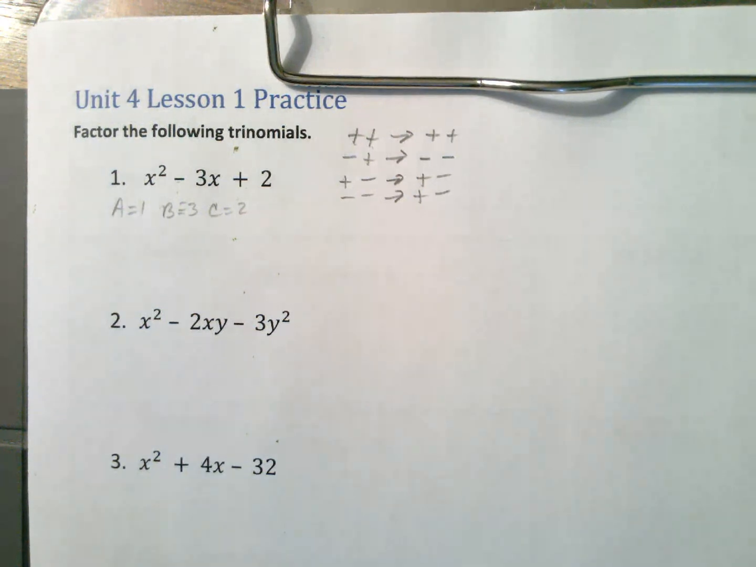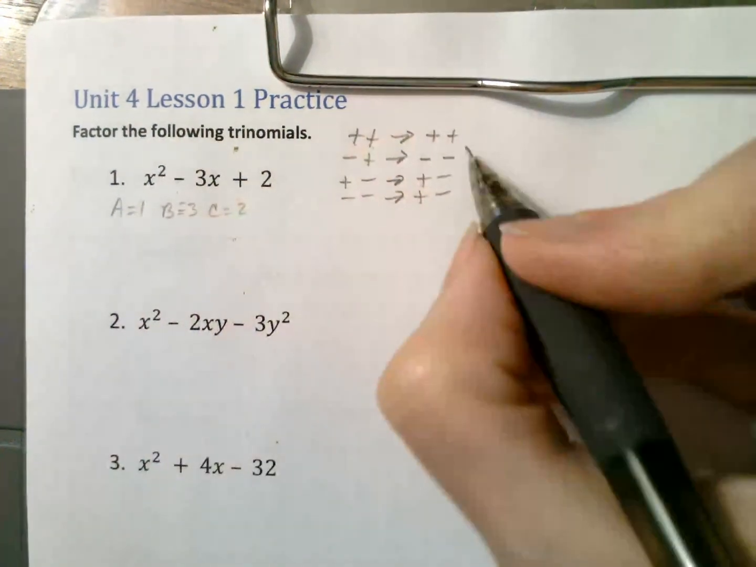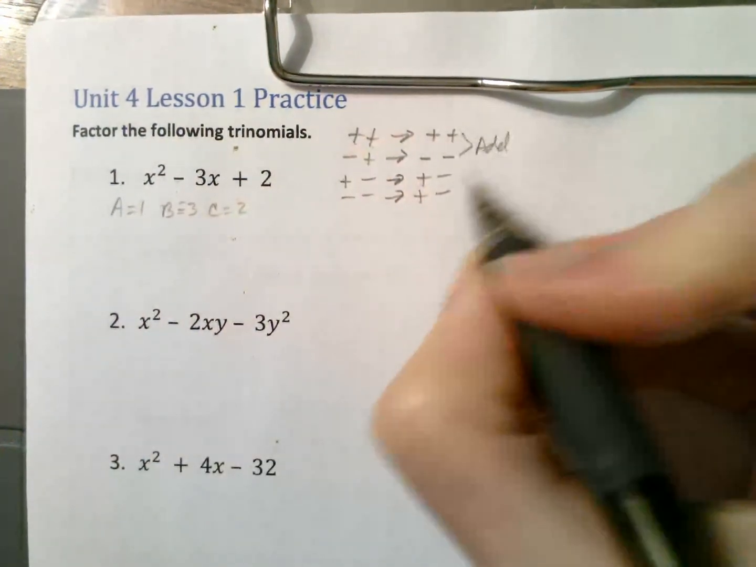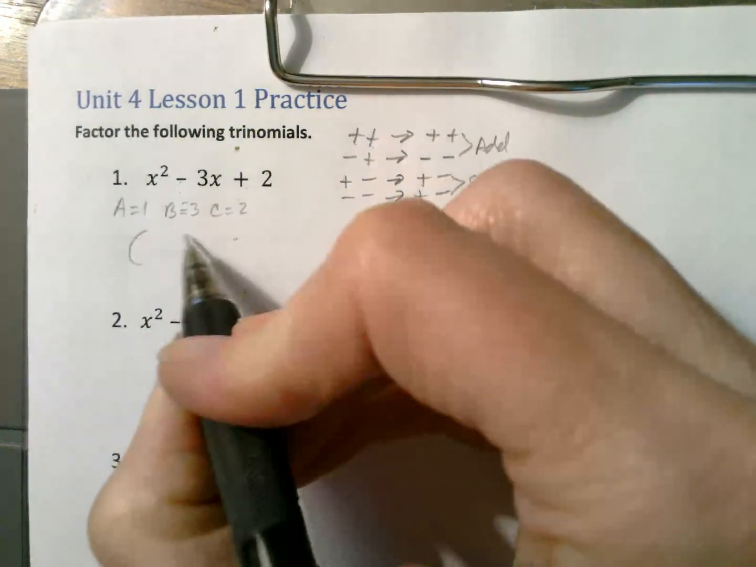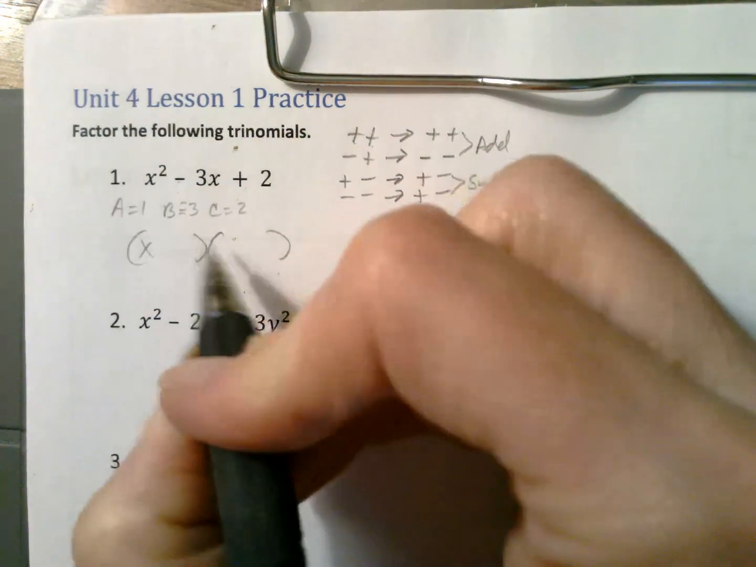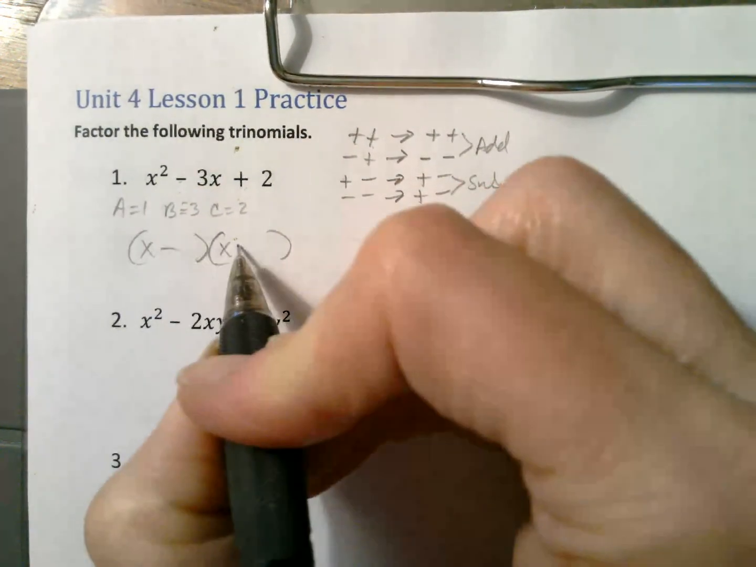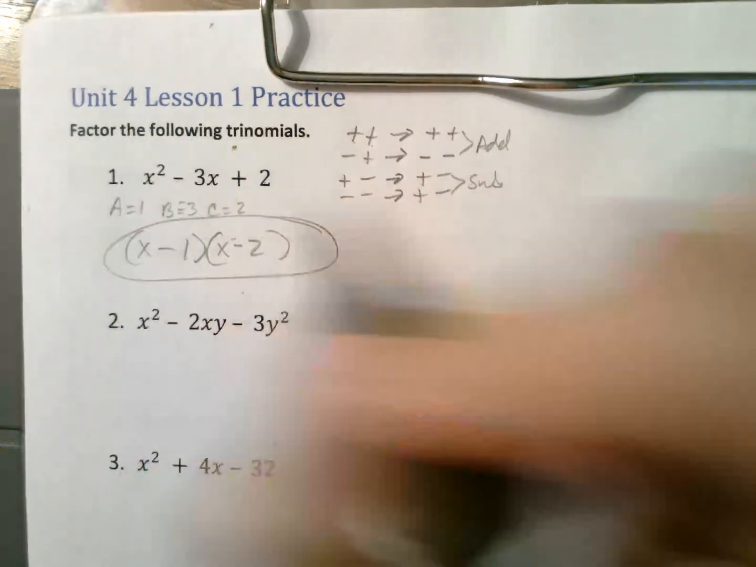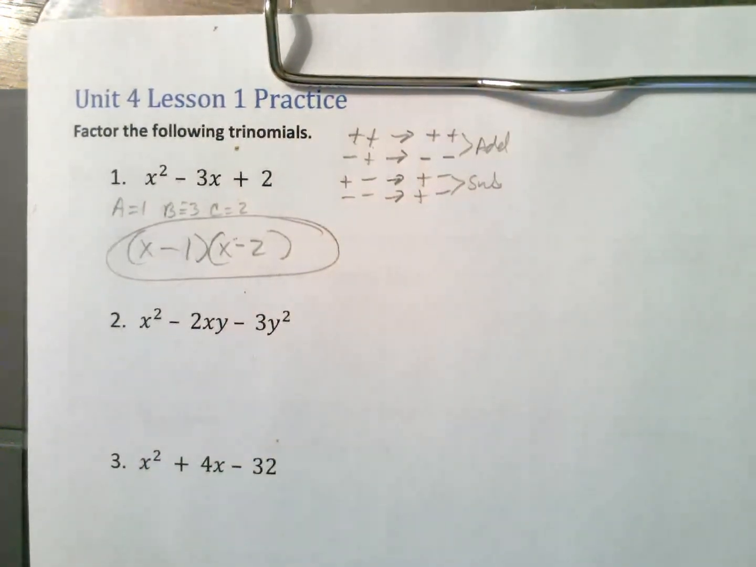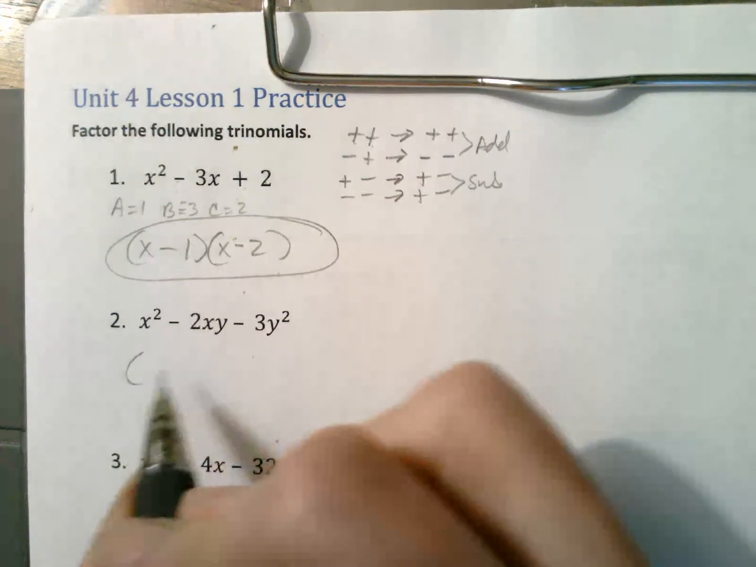So for this problem, we have a negative and then a positive. These two are the adds, these two are the subtracts. So I know my answer is going to have an x, a negative, and a negative, and the factors of 2 are 1 and 2, and that one is done.